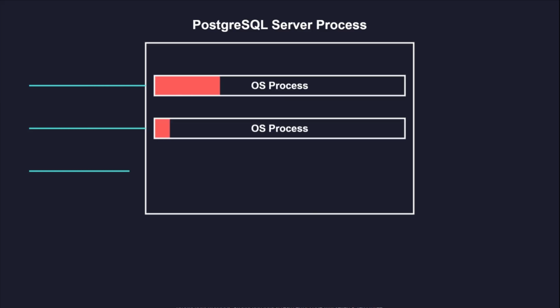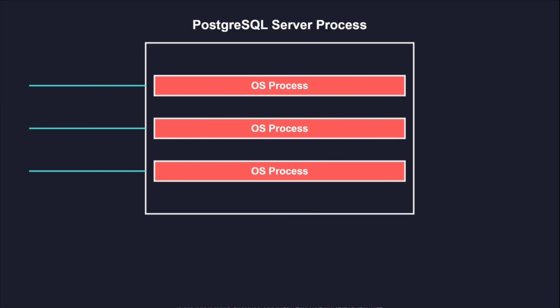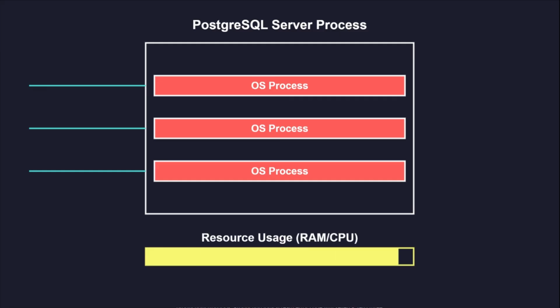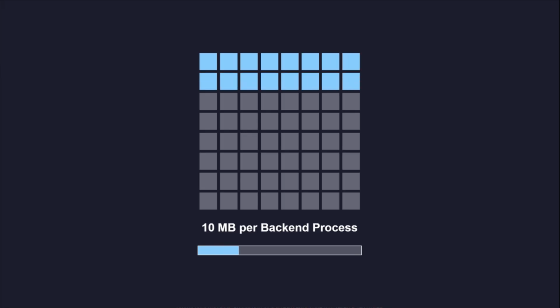Every connection in PostgreSQL spawns a dedicated operating system process. This architecture ensures isolation, but consumes significant memory and central processing unit resources. Each backend process requires roughly 10 megabytes of basic memory. High connection counts quickly lead to memory exhaustion and operating system swapping.